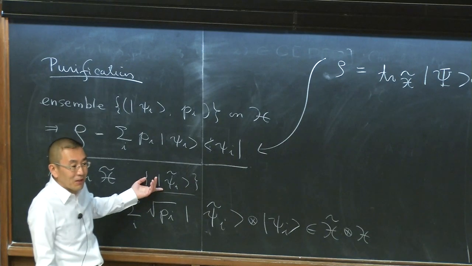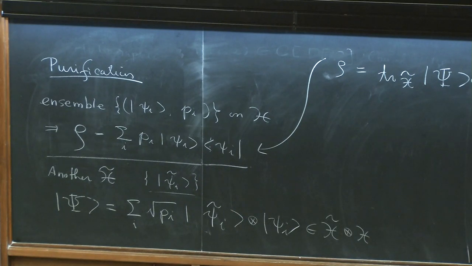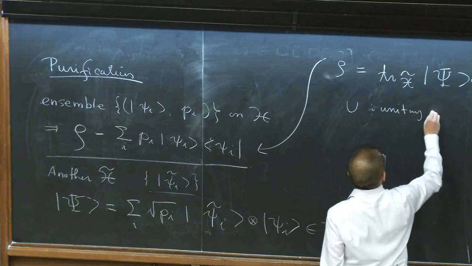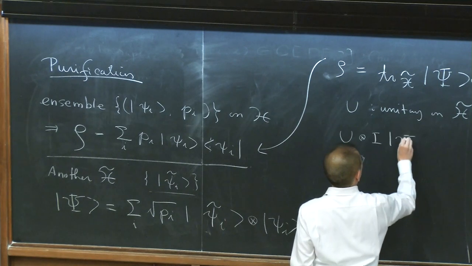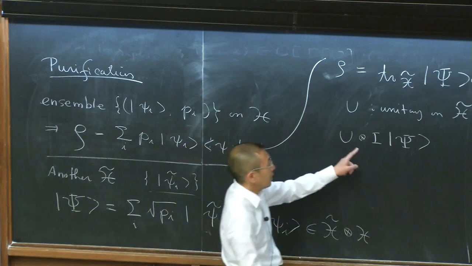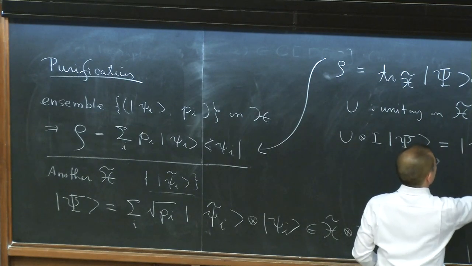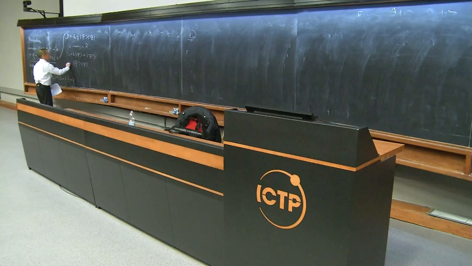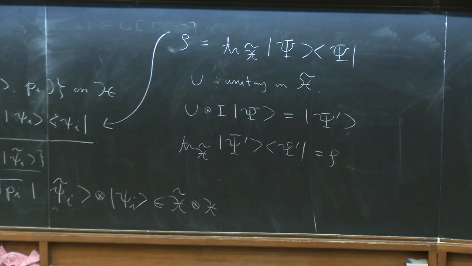And as far as these are orthogonal bases, then you can purify it. So that means that, for example, you can have a unitary operator on the new Hilbert space, and you can act this on this thing. Where U is acting on H tilde, but is acting trivially on the first one. This is as good as this one. Namely that you can consider this as a new pure state, and then if you take partial trace, it gives you the same density matrix. Okay? So here is an example.